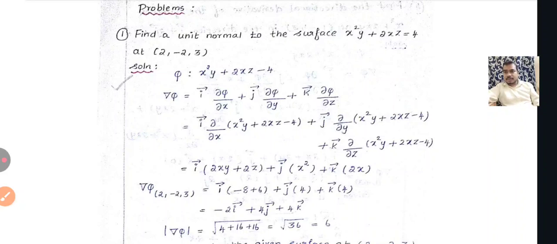Therefore, i vector into, x squared differentiates to 2x, so 2xy plus 2xz. Differentiation of 2xz is 2z. Differentiation of the constant term, minus 4, with respect to x is 0. Therefore, i vector into (2xy plus 2z) plus j vector into x squared plus k vector into 2x.